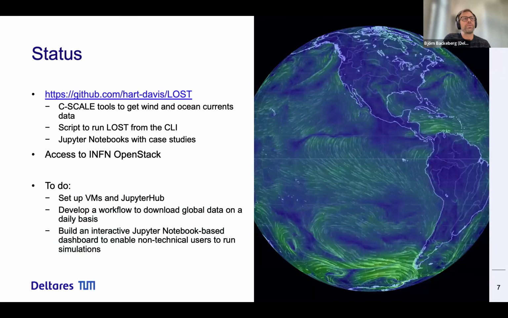So in terms of status, we've got a whole bunch of tools and scattered scripts that are lying around that we're gluing together into a workflow. We already have access to the INFN OpenStack, and our next steps are to set up some virtual machines and a JupyterHub interface so that we can start developing the dashboard. Then we will set up a workflow to download the global data on a daily basis and archive it on the C-Scale infrastructure for further use. And then we will build the interactive notebook for non-technical users to run the simulations.